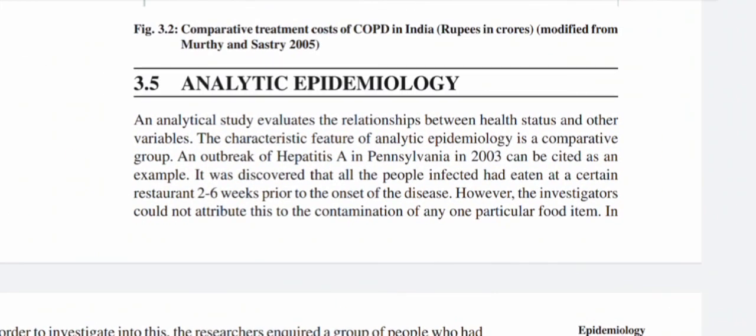Analytic epidemiology. An analytic study evaluates the relationship between health status and other variables. The characteristic feature of analytic epidemiology is a comparative group. An outbreak of hepatitis A in Pennsylvania in 2003 can be cited as an example. It was discovered that all the people infected had eaten at a certain restaurant 2 to 6 weeks prior to the onset of the disease. However, the investigators could not attribute this to the contamination of any one particular food item.